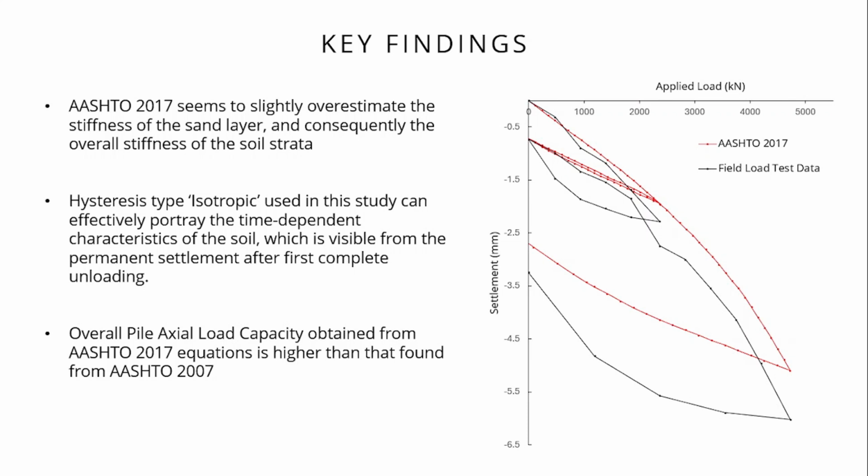And as from the previous slide, we had seen that the overall sand segments actually provide more capacity in AASHTO 2017 than in AASHTO 2007. So we can say that when sand layers are considerably high, in those cases AASHTO 2017 can provide a much higher value of a pile axial load capacity than AASHTO 2007. So these are the findings.